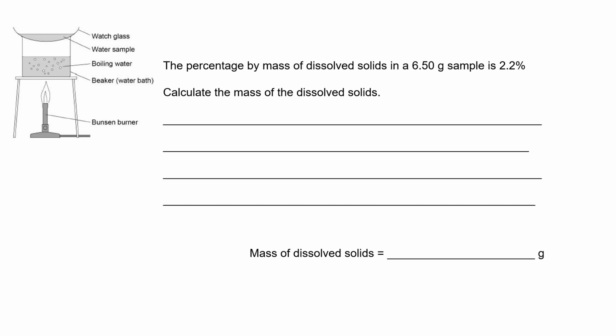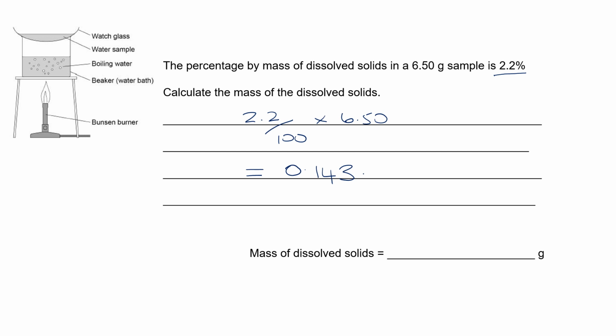This question gives you the percentage by mass of the dissolved solids in 650 grams of a sample, and it tells you that it's 2.2%. So it's a little bit more complex because you have to convert the percentage back to numbers and then work it out. So I would start off by doing 2.2 divided by 100, and then we multiply it by the value of the mass, which is 650, and we put that into our calculator and our answer is 0.143.